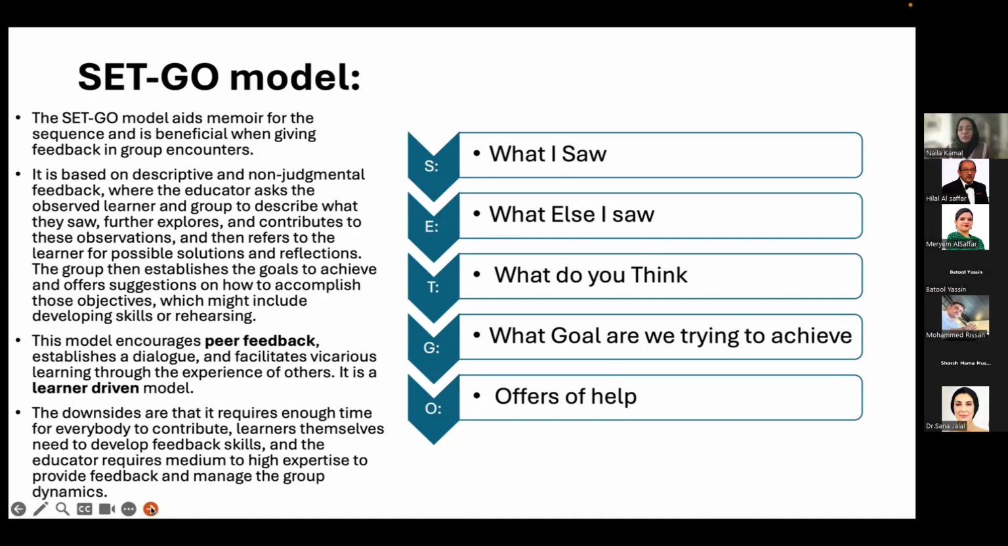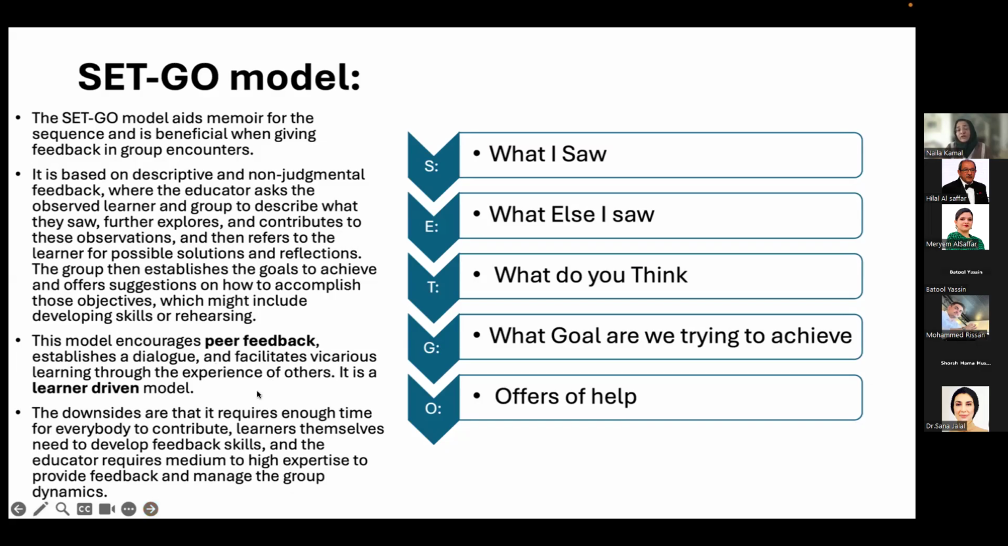There are one or two people who want to just hijack the whole discussion. And what happens is that the others suffer because of it, because you end up losing time and not getting to the bottom of what exactly we were trying to achieve. So these models help you stay within the confines of what you're trying to achieve and do the feedback. So it's very good for groups.